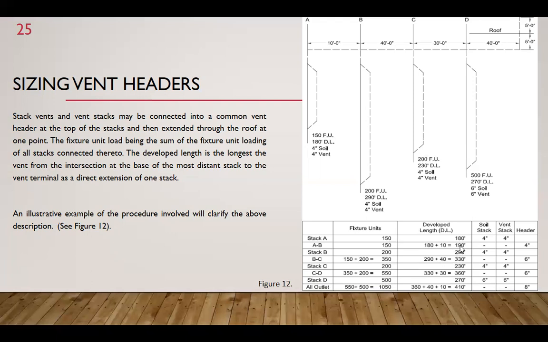Or kung alin mas malaki sa dalawa, 190 o 290, yung idadagdag mo dito sa 40, 330. That is 6 inches ang bend pipe mo, bend header. And stock C is, diba, 350 plus stock C is 200, so 230 feet, yung 4 inches, 4 inches. C to D is 350 plus 200 at mo to is 550. So 330 plus 30 is 360. Kasi mas malaki yung 330 kaysa 230.